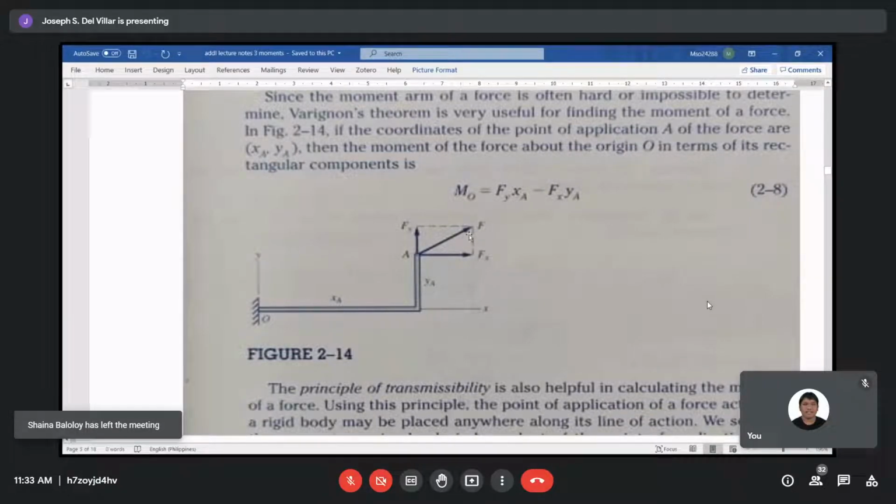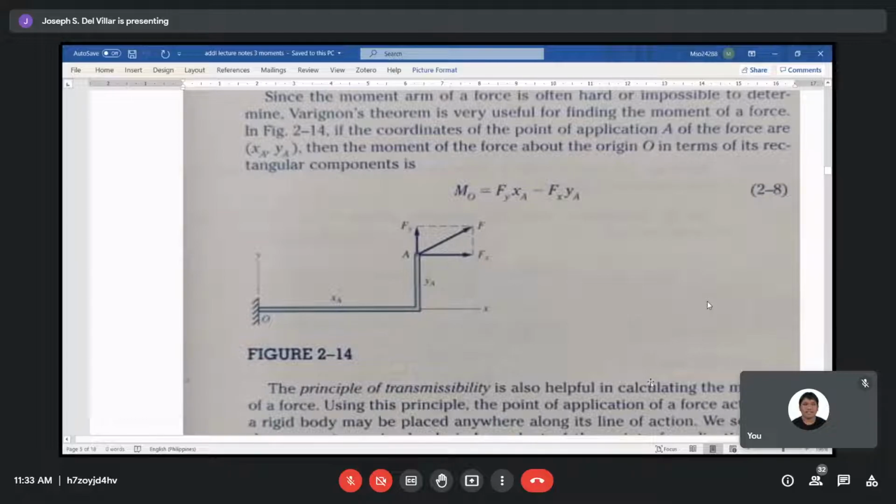Kung gagamitin niyo yung F directly, ibig sabihin, hindi niyo kukunin yung component. Pag hindi niyo kukunin yung component ng F, kukunin niyo tong maliit na distance dito. Ito. So F times this distance is equal to Fy XA minus Fx YA. So that's the Varignon's theorem.